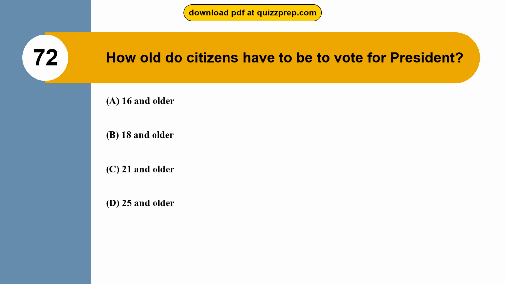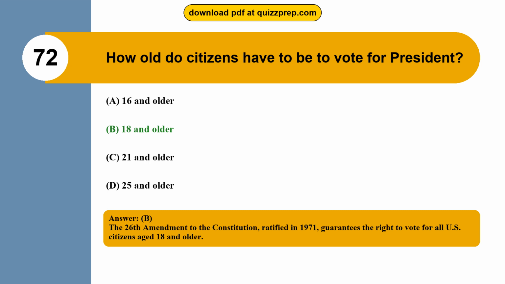Question 72. How old do citizens have to be to vote for president? Option A, 16 and older. Option B, 18 and older. Option C, 21 and older. Option D, 25 and older. The correct answer is option B, 18 and older. The 26th Amendment to the Constitution, ratified in 1971, guarantees the right to vote for all U.S. citizens aged 18 and older.